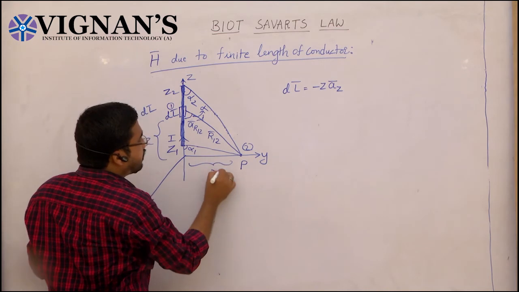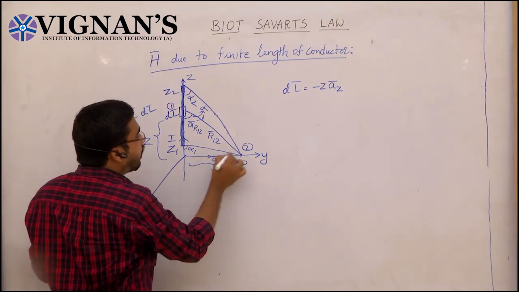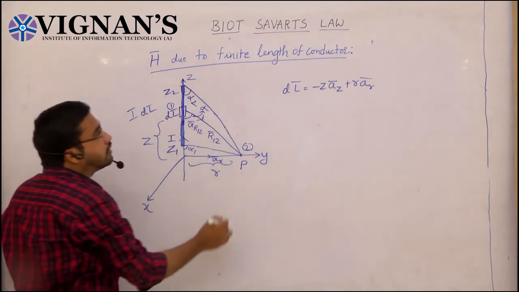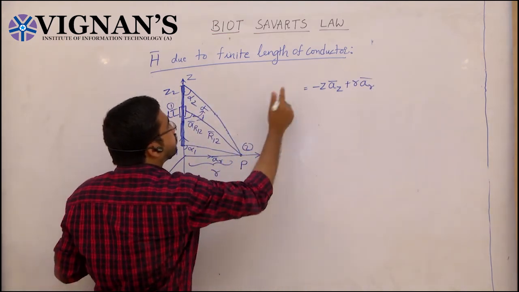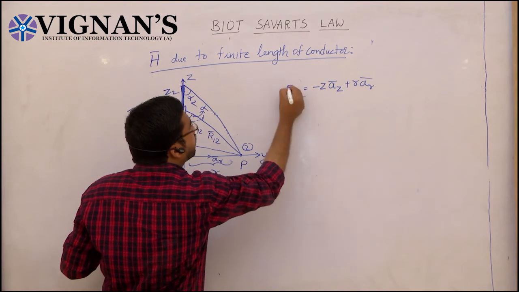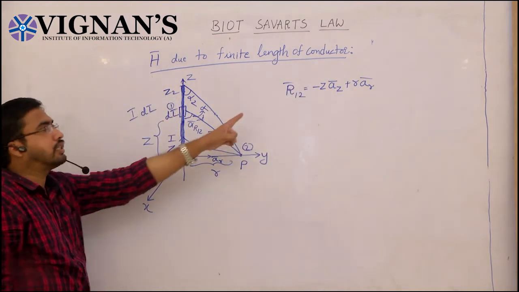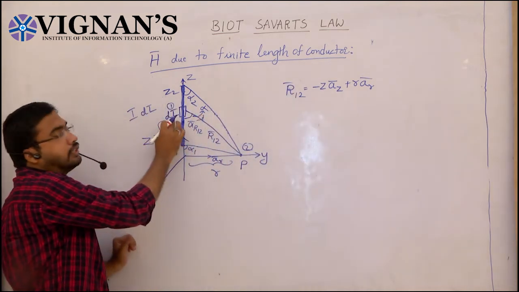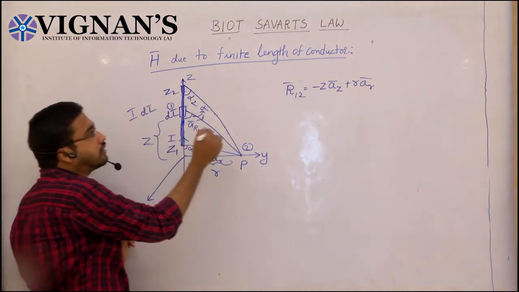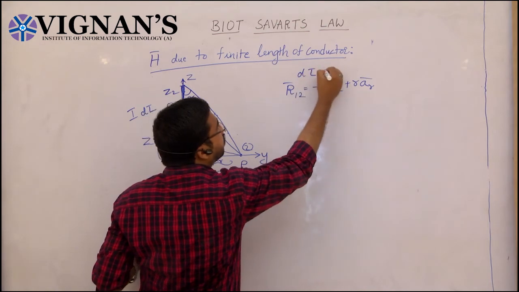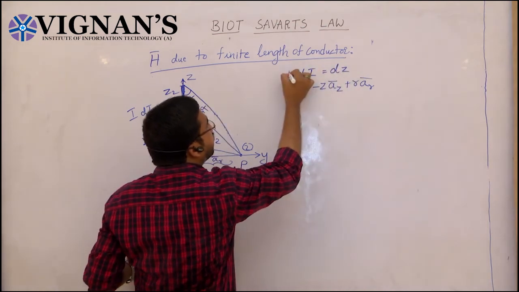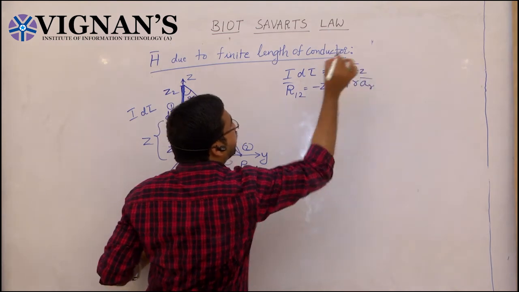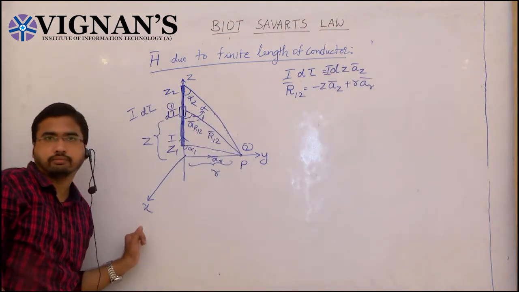Here let us take this distance as r and the unit vector is ar bar. So plus r into ar bar. This is your distance vector r12. The distance vector r12 is given like that. And as you are taking this differential length dl on z-axis, dl will be equal to dz only. Idl means idz. As it is in z direction, you can take az bar.